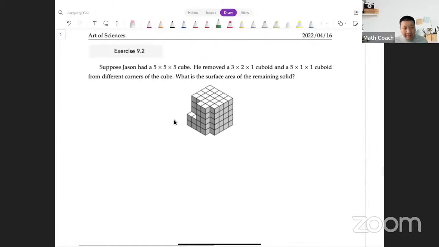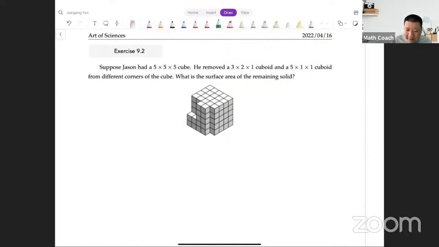Suppose Jason had a 5 by 5 by 5 cube. He removed a 3 by 2 by 1 cuboid and a 5 by 1 by 1 cuboid from different corners of the cube. What is the surface area of the remaining solid? 74, go ahead. 74, the answer is correct. And the answer is 148.